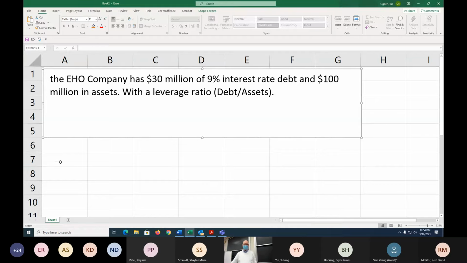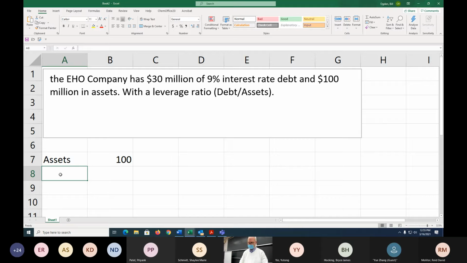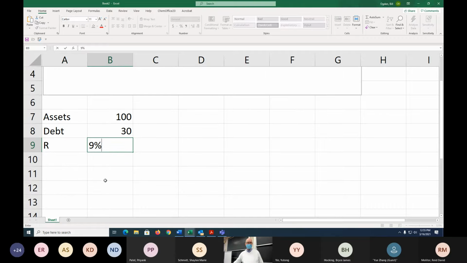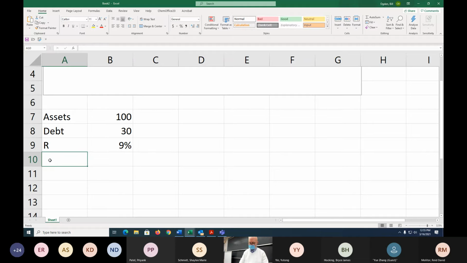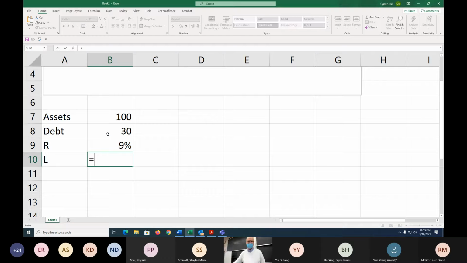Okay, so what do we know so far? We know assets, and that's going to be 100. Let's just use 100. We know that debt is 30. We're given the interest rate, that's the capital R, of 9%. Let's see, what else do we have here? And then we can do the leverage ratio, L, and that would be 30 divided by 100. So I can just get that very quickly. Okay.